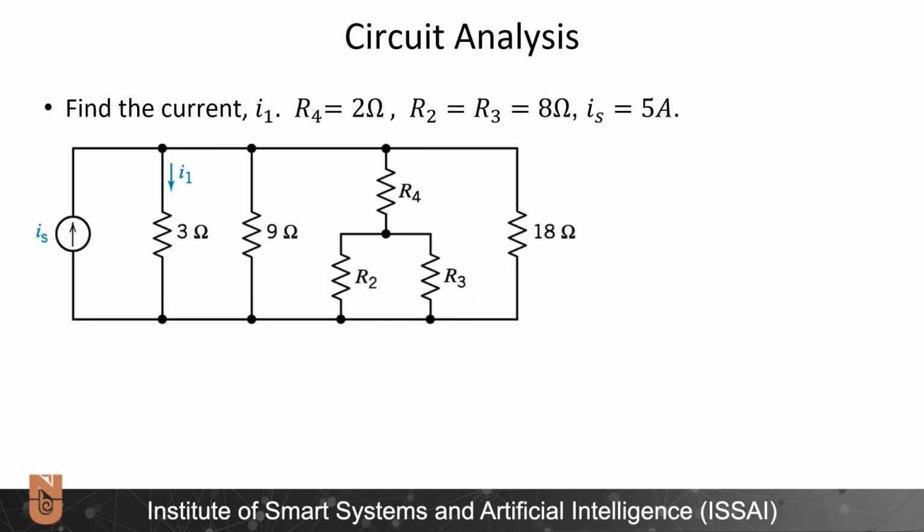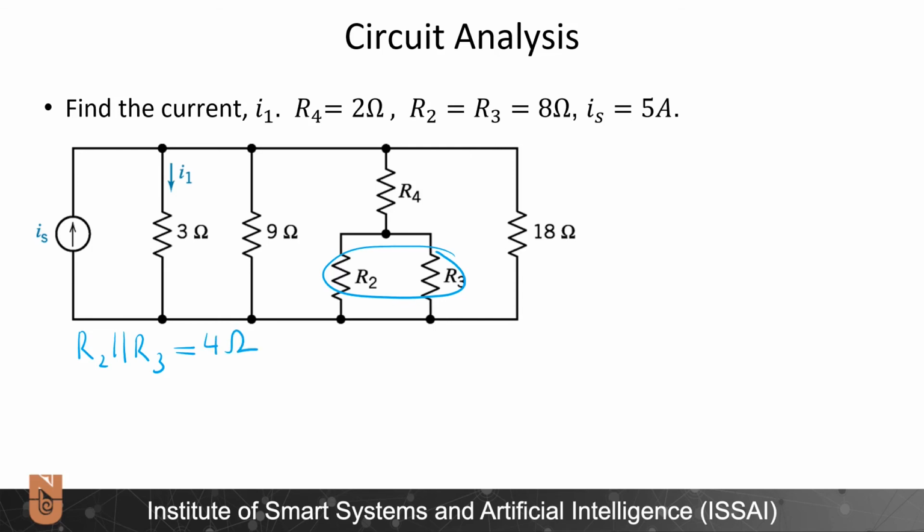Here we have a current source IS and a resistor network in parallel to this current source, and we need to find the current I1 passing through the 3 ohm resistor. We can do this by reducing the resistor network into a single equivalent resistor in parallel with I1. So how can I start? I first observe that R2 is in parallel with R3, and I can reduce these two. R2 in parallel R3 will be equal to 4 ohms.